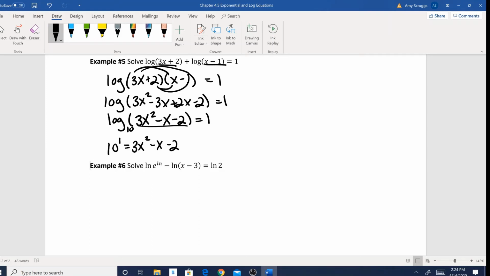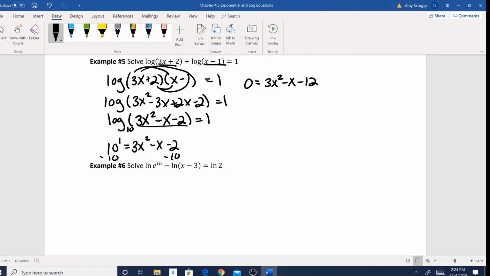Now, what is 10 raised to the first power? Well, it's just 10. So really what we have here is another quadratic. And of course, just like with every other quadratic, we need to subtract and make sure it's equal to 0. So this is actually going to be 0 is equal to 3x squared minus x minus 12.